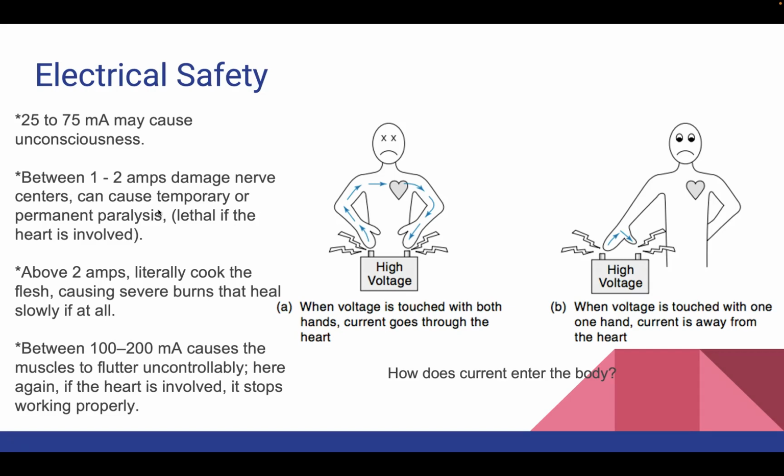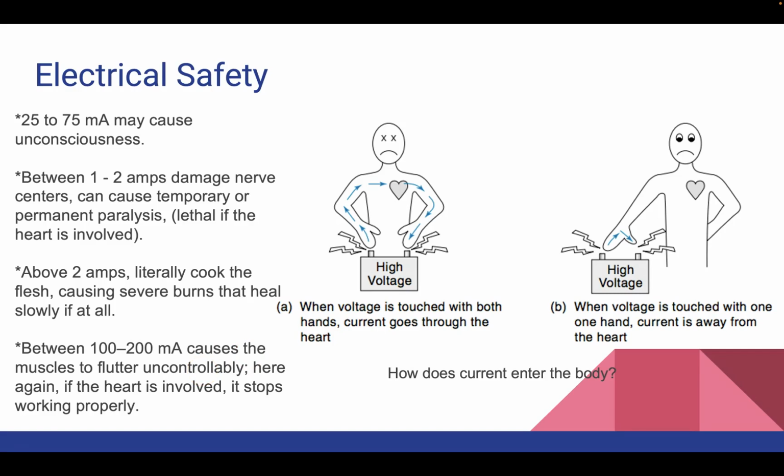Even smaller current, ranging from 100 to 200 milliamps, can induce uncontrollable muscle fluttering, with potentially fatal consequences if the heart is involved. So if the current flows through the heart, then it will become very fatal. Currents between 25 to 75 milliamps may result in unconsciousness.